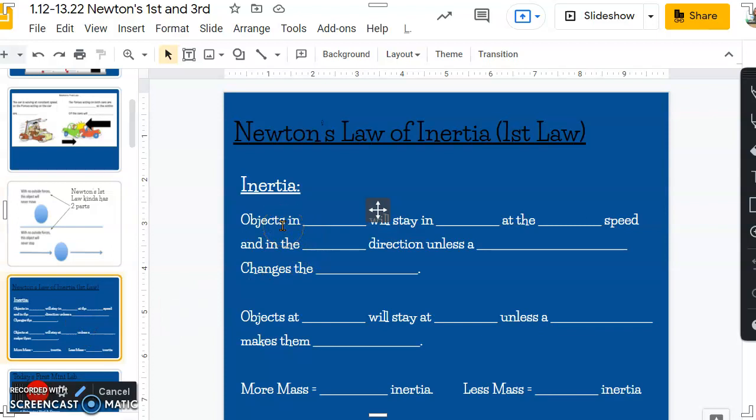So that leads us to Newton's first law. An object in motion will stay in motion at the same speed and in the same direction unless an unbalanced or opposite force changes the movement or the direction of that object. And objects at rest will stay at rest unless a force makes them move. So the more mass we have, the more inertia; the less mass, the less inertia.